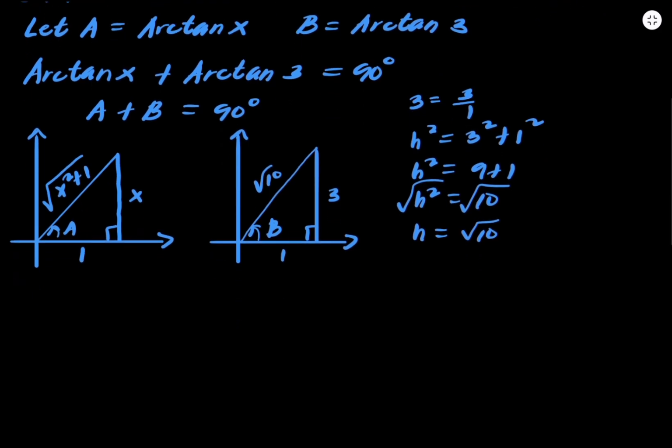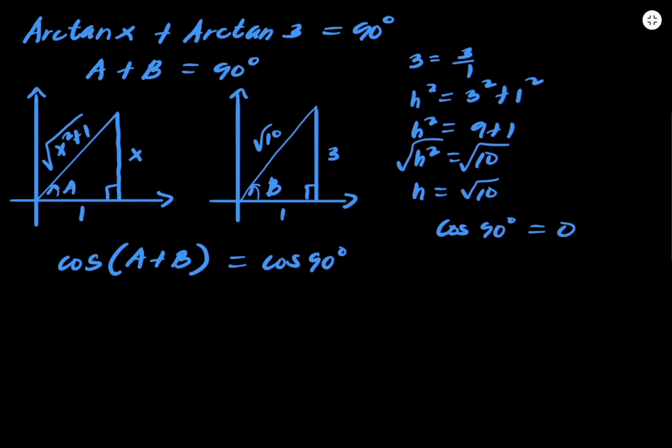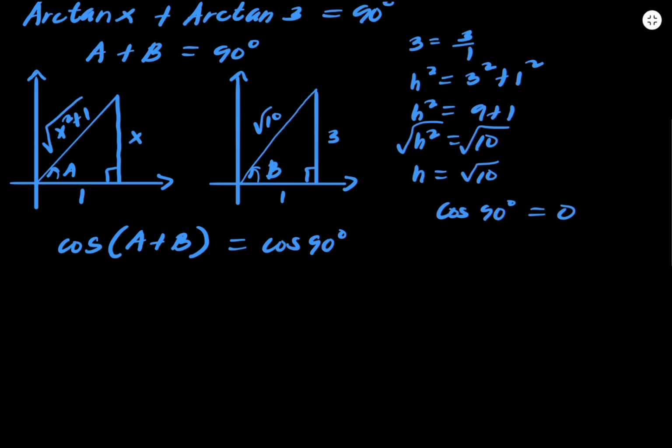since we let A be the arctangent of x and B the arctangent of 3, and the inverse trigonometric equation becomes A plus B equals 90 degrees, we will choose any trigonometric function. So in this case, it is better to choose a cosine function. Why is that? Because if we get the cosine of both sides of the equation, cosine of A plus B equals cosine 90 degrees, we know that cosine 90 degrees is equal to 0. So it makes it simpler, right? So that the right side becomes 0.